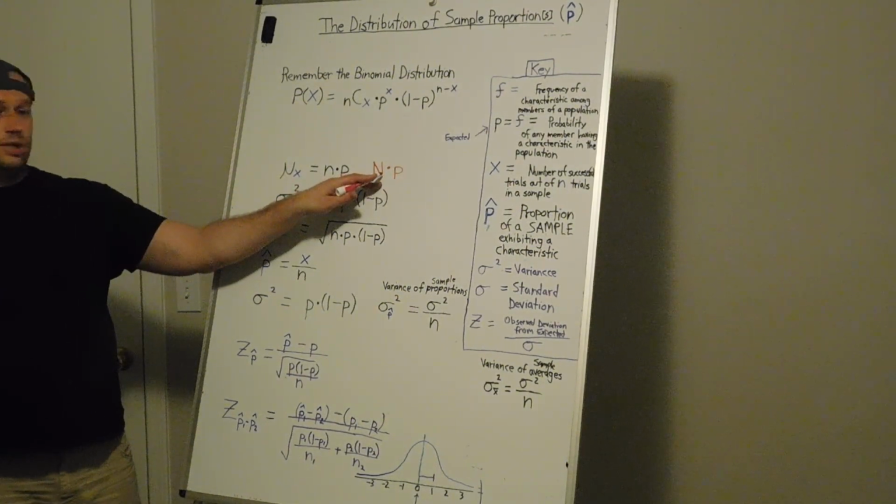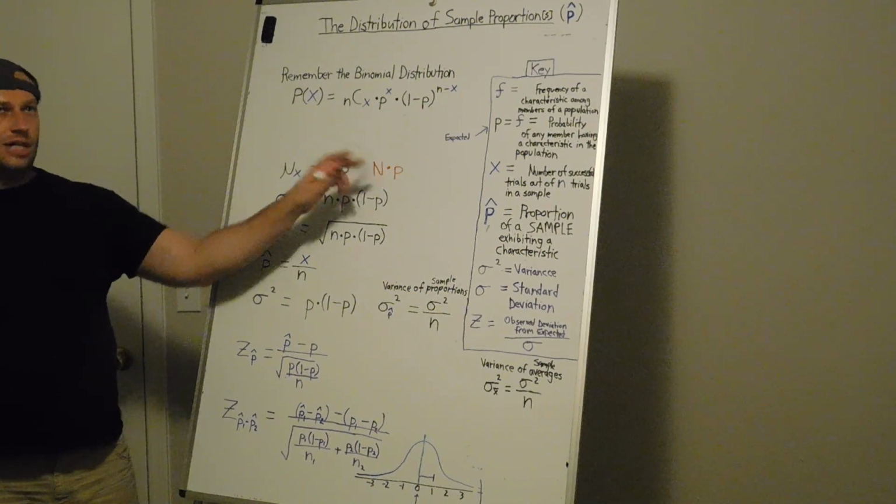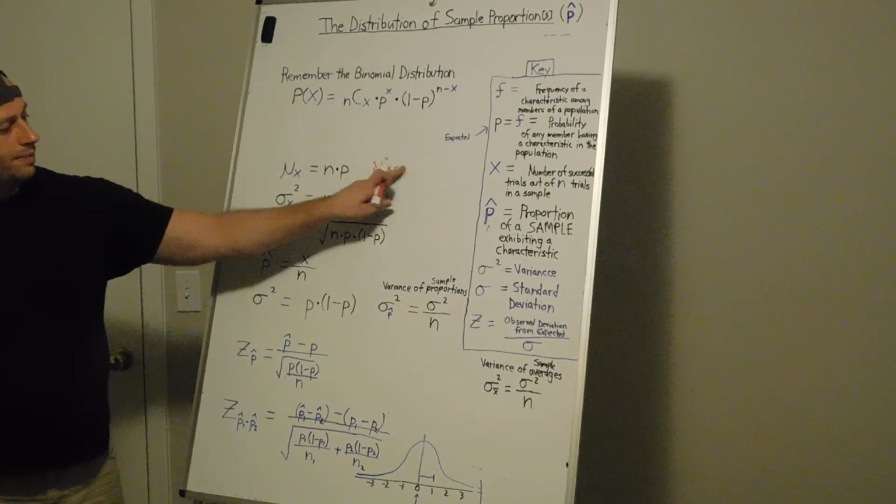So the expected value is that. This gives us the average, basically the average of, actually I don't know if we should think about it that way. Scratch what I said, okay?